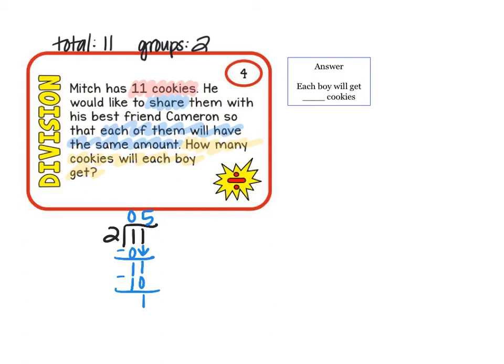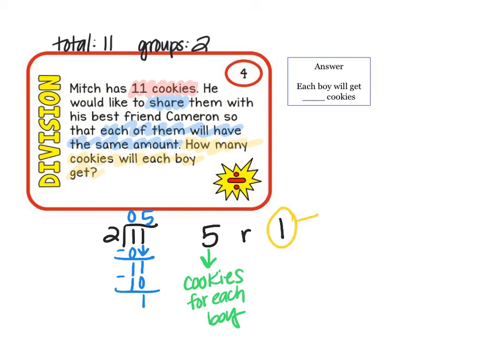So my quotient is 5 with a remainder of 1. And what that tells me is that each boy can have 5 cookies because there are 2 equal groups of 5. And that there's going to be 1 cookie left over that no one gets to eat. Because if Mitch ate it, he would have more than Cameron, and if Cameron ate it, he would have more than Mitch. And the question says each of them will have the same amount. So I can make 2 equal groups of 5. So they will each get 5 cookies, which means I dropped the remainder for this question as well.